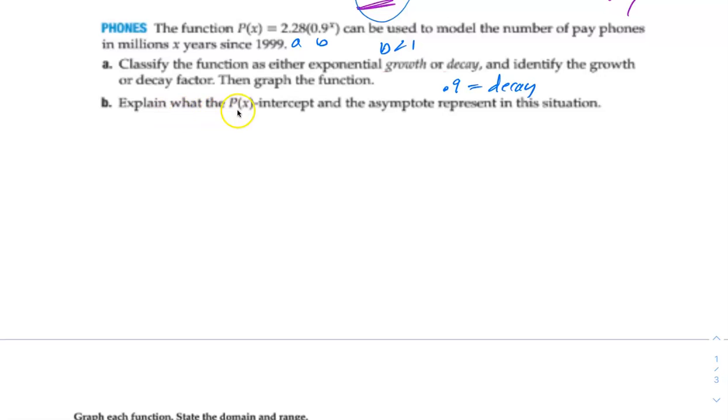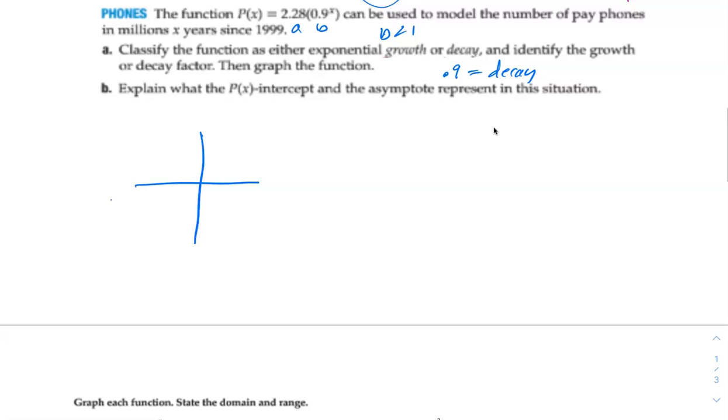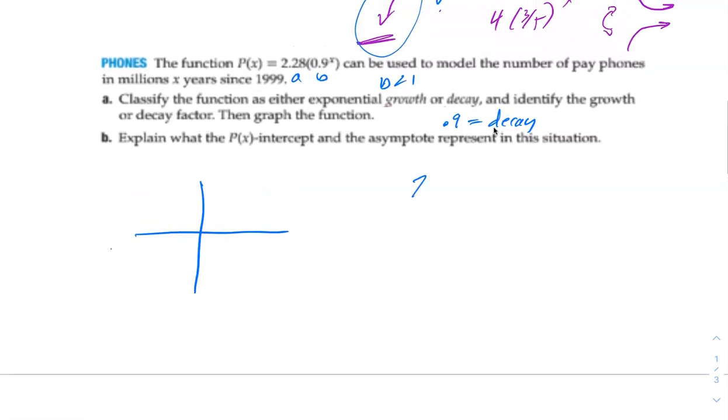Note what the p(x) intercept and the asymptote represent in this situation. So what's basically the y-intercept, and what does the asymptote represent in the situation. So if we look at the graph of this thing, oh, then graph the function. I didn't do that on the first one, hey! So graph the function of the first one. So how do I graph it? Well, we're graphing this. There's nothing here, so plus 0.